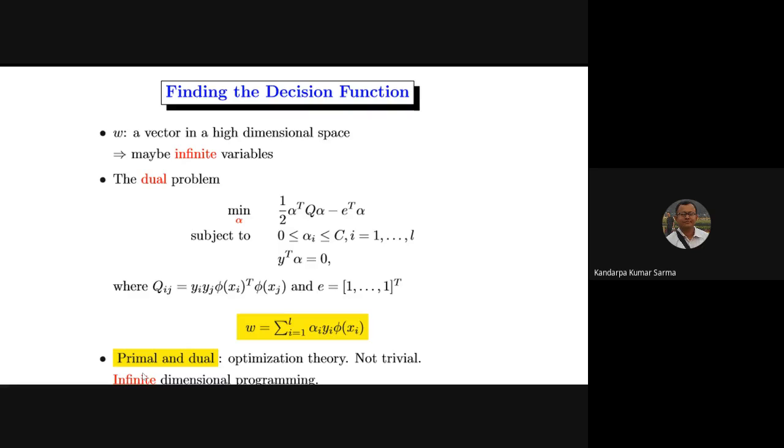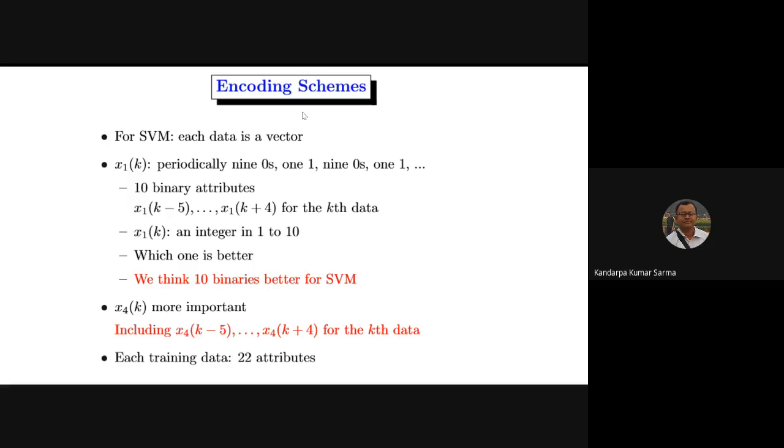So the primal and dual condition for generating the optimization is that it should not be a trivial solution. There should be some non-trivial value coming out of it. So you can have different encoding schemes for the support vector classification.